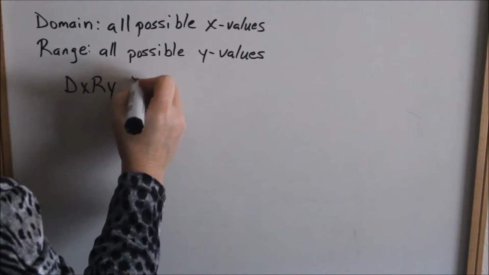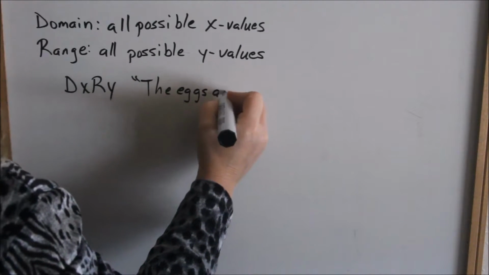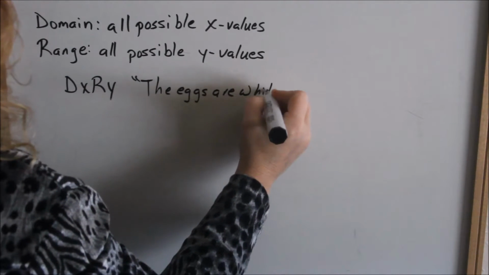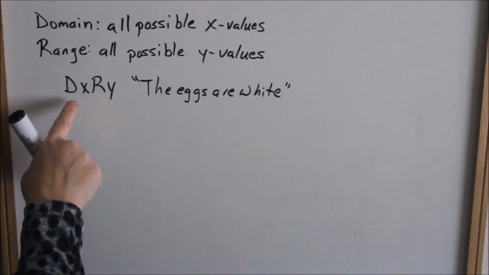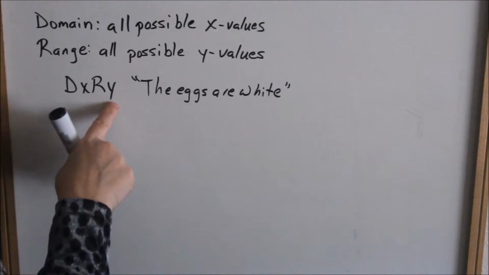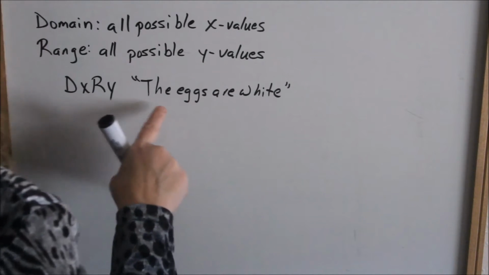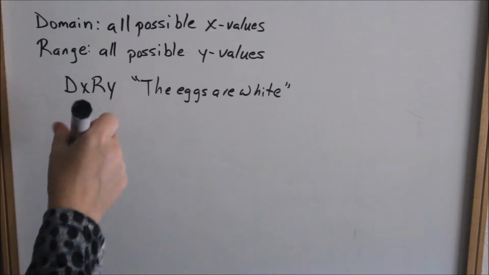I had a student who liked to say, the eggs are white. DX, RY. The eggs are white. So DX, RY, the eggs are white, is one way to help you remember. Domain for x values, range for y values.